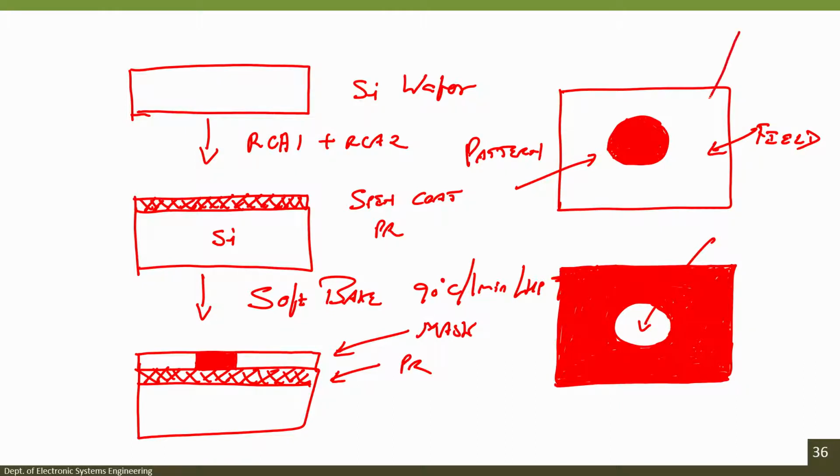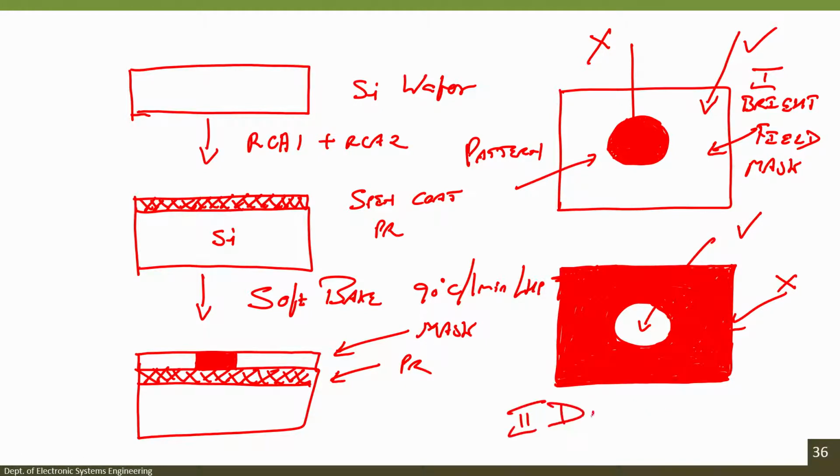Here the light will be able to pass through this area, while through this area it is not able to pass through. Where the transparent region is, it is able to pass through. So, the first one is our bright field mask, and the second one, which is this one, is the dark field mask. This is the difference between a bright field mask and a dark field mask.